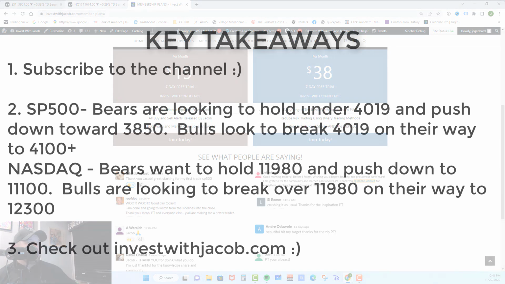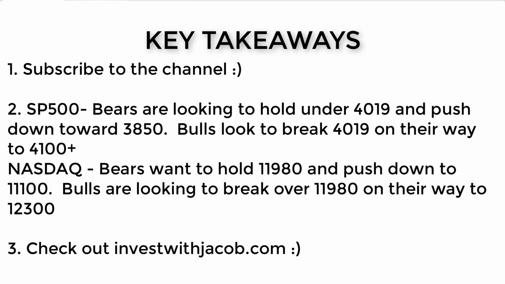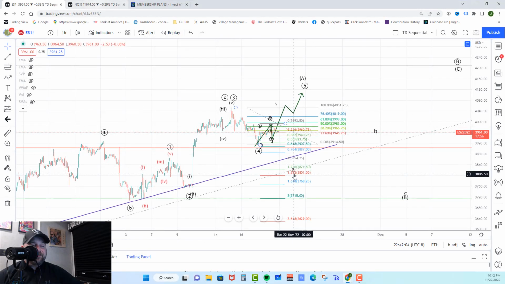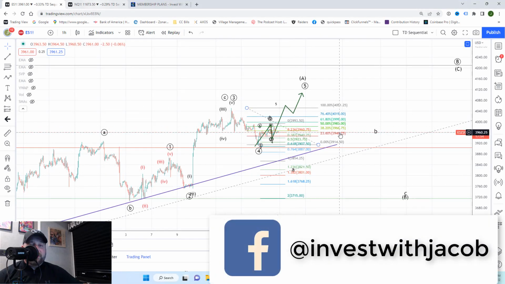All right, key takeaways for today. The resistance level at 40.19 is what we're watching. Above that, and they can push it to 4100 to 4150. But as long as they're below that, we do expect them to push it down in this A wave toward the 3800 area before bouncing back up into the 3900s and then down towards 3700.